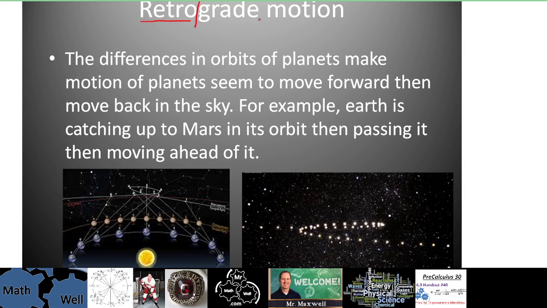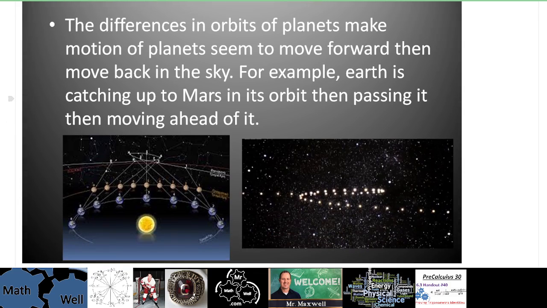Retro. So the differences in orbits of planets, let's talk about this, make motion of planets seem to move forward, then move back in the sky. So you guys don't have any blanks in your copy right now, do you? Okay. So the differences in orbits, motions seem to move forward and then move back in the sky. For example, Earth is catching up to Mars in its orbit, then it's passing it, then it's moving ahead.